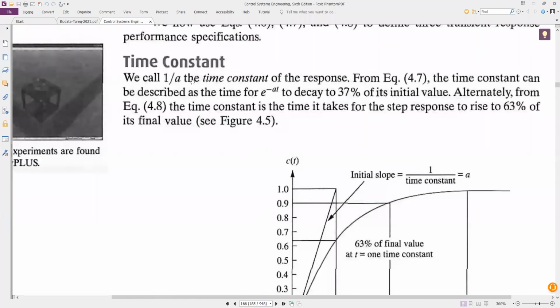Okay. So 1 over a is known as the time constant. Remember this, 1 over a is the time constant. And what does it mean with that 37%? It means the time for e to the power minus at to decay to 37% of its initial value. Alternatively, you can say that the time constant is the time it takes for the step response to rise to 63% of its final value.